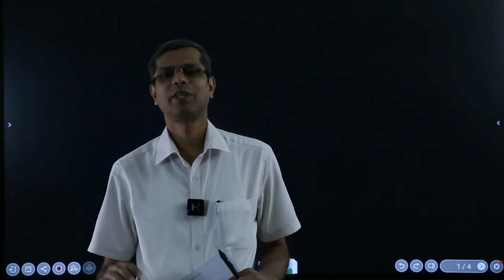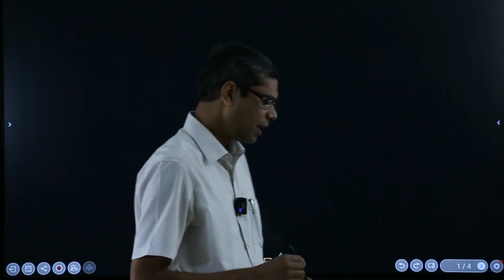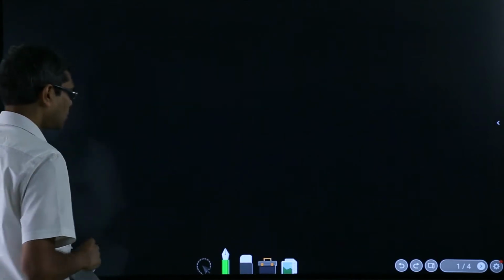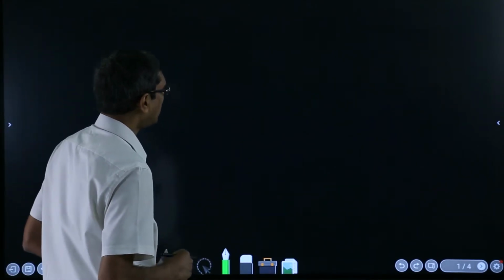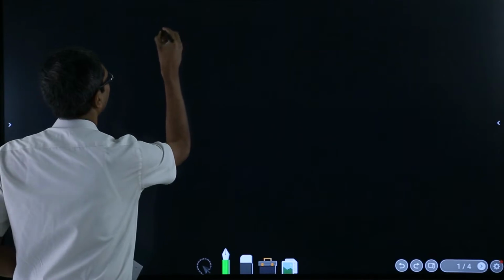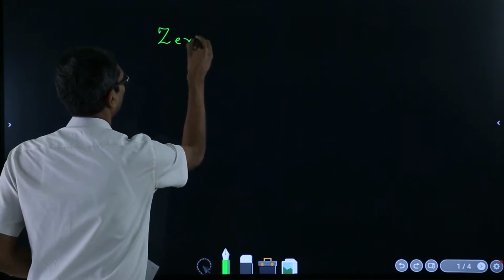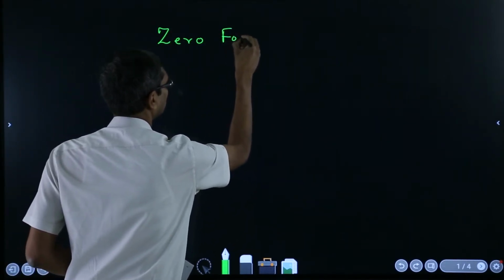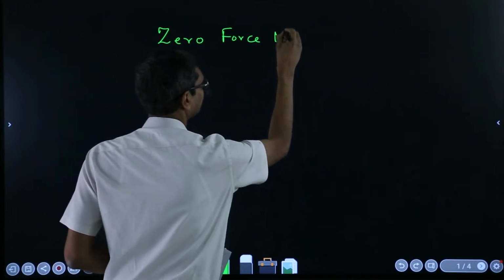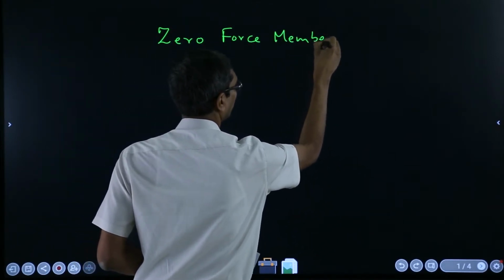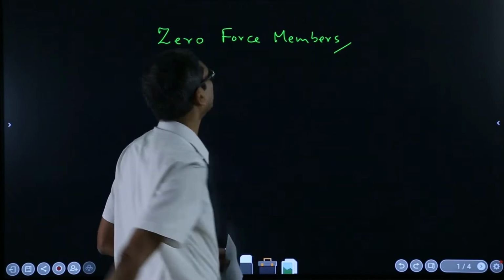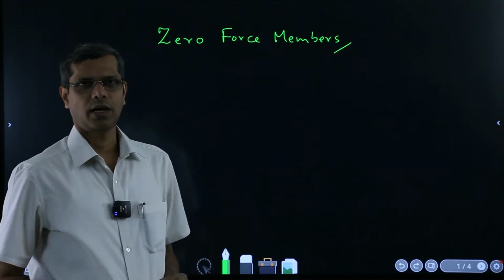These are very cute concepts, so that is why I separated them out in a separate segment, and I have named them some cute concepts. So the first one of those things is about the zero force members. Okay. Now what are these?